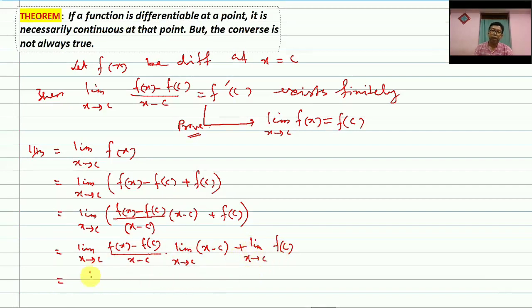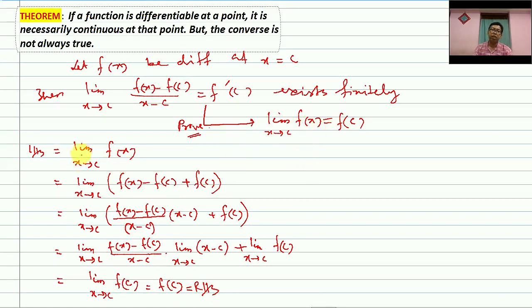So you can write now only the limit as x tends to c of f(c), and you see that this is nothing but your f(c). This is f(c), and this is your RHS. You see, you tried to show that the limit as x tends to c of f(x) is equal to f(c).